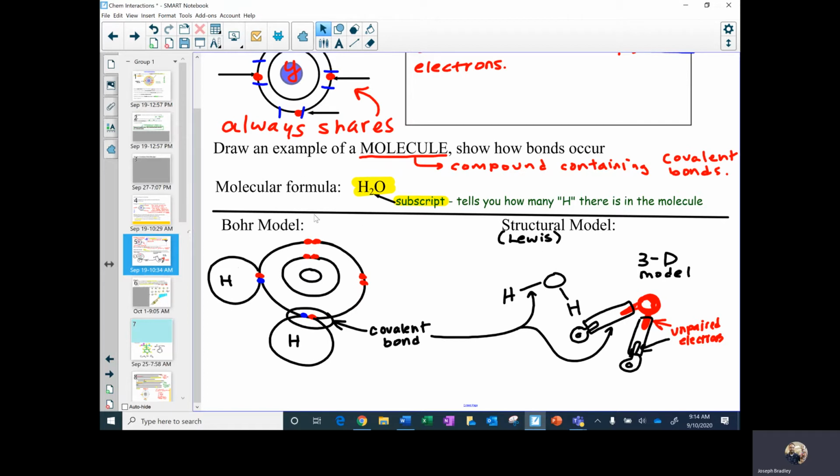So this is called the Bohr model. And then you have the Lewis model. And oftentimes in the Lewis model, you might actually draw in these extra electrons over here like that. And then if you were making a 3D model of water, that's what it would look like with the model kits.